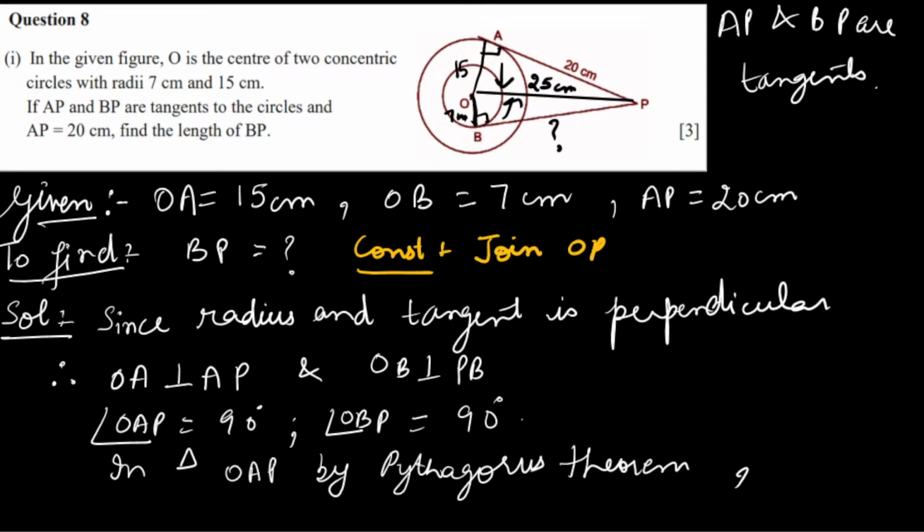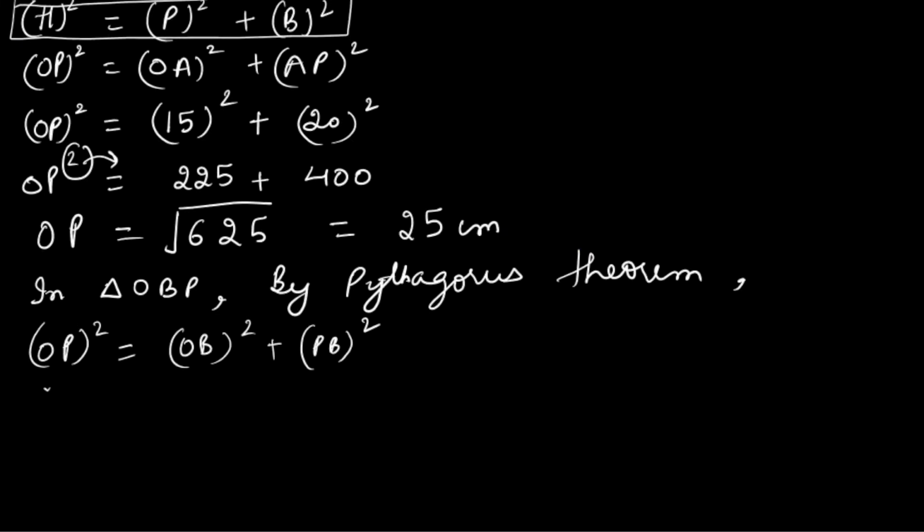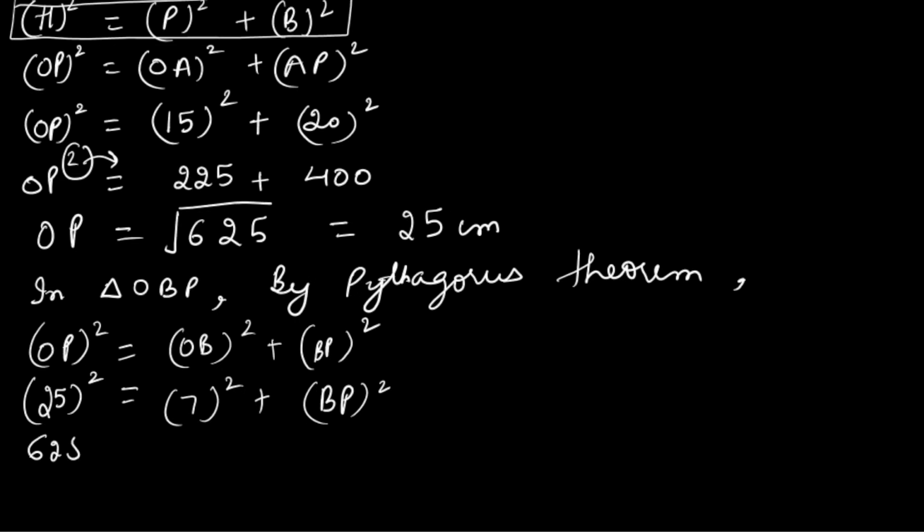Now we can substitute the values. OP's value we found is 25. So 25 square is equal to OB square plus PB square. OB is the radius of the circle, which is 7. PB and BP are the same thing, so BP square we have to find. So 625, and 7 square is 49, which shifted to the other side becomes minus 49, equals BP square. So 625 minus 49.